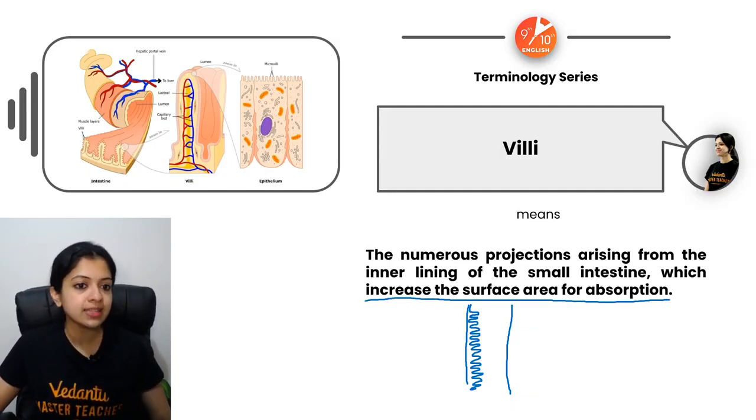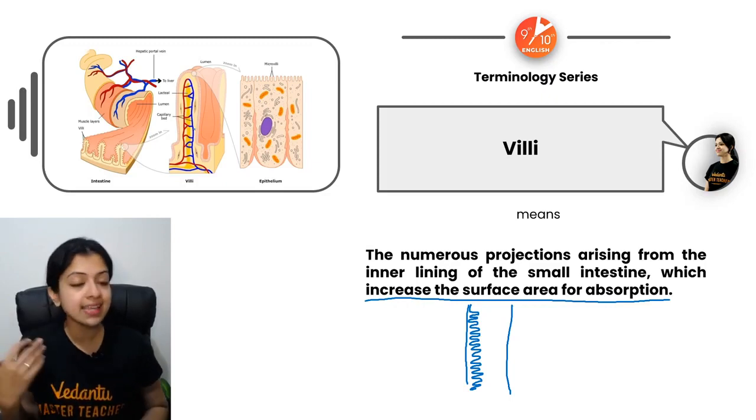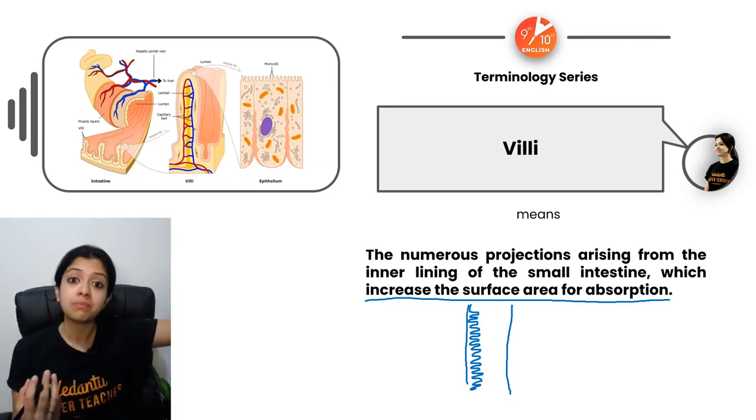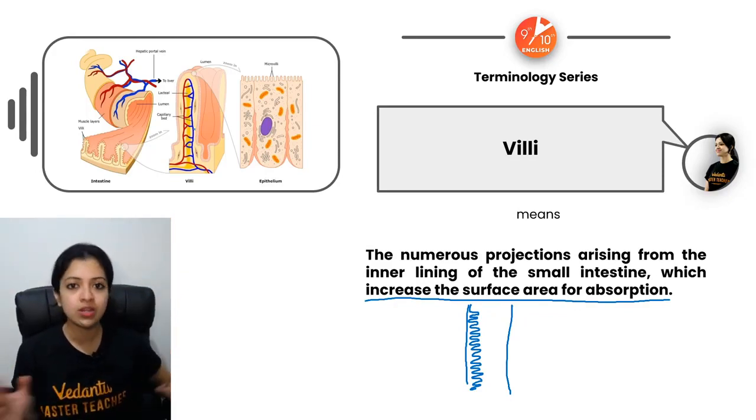So as you can see in this image, children, the finger-like projections or the villi are richly supplied with blood capillaries, and that is exactly how nutrients pass on to the bloodstream, and the bloodstream carries it to the different parts of your body. All right.